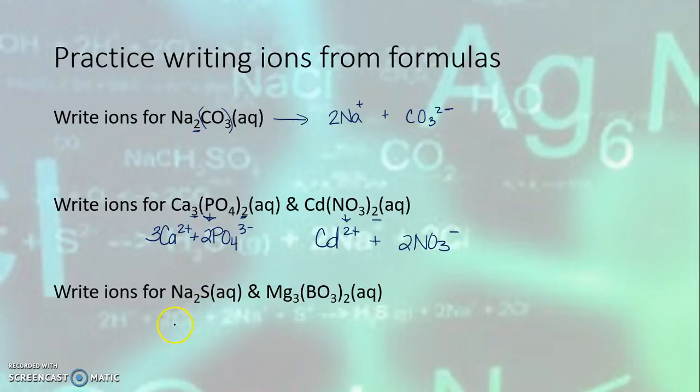All right, so sodium sulfide. Sodium with a +1 charge, and sulfur with a -2 charge. How many sodiums? 2. There you go. And then for the last one, magnesium borate. Okay, so this is going to break apart into magnesium ions, there's 3 of them with a +2 charge, and 2 borate ions, BO3. What kind of charge is it going to have? Oh, look at that, a -3 charge. Isn't that cool? All right, so see, this is easy, right?